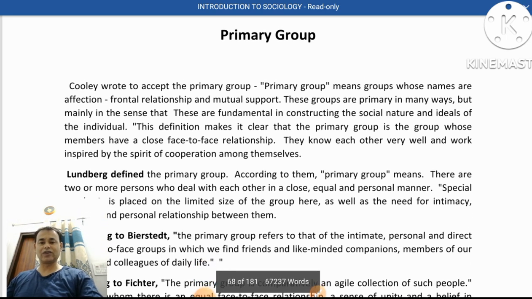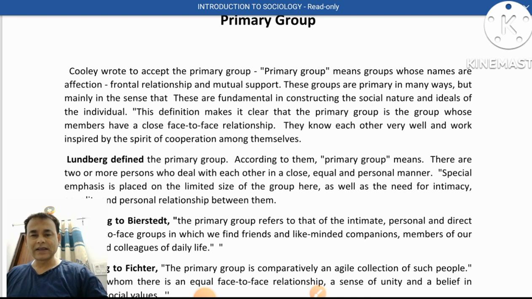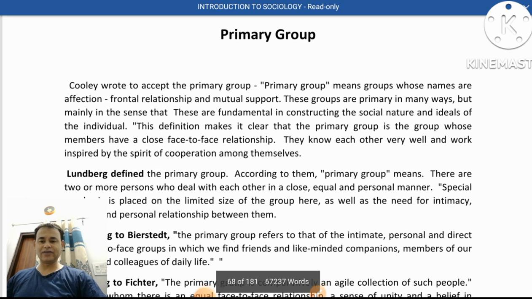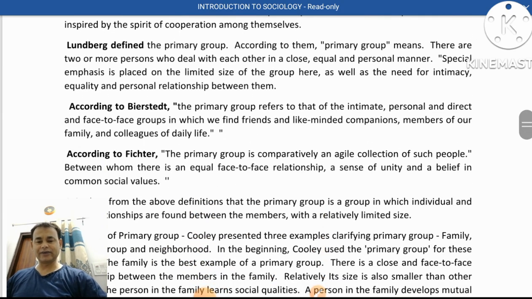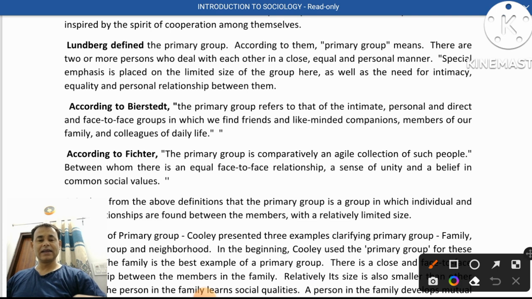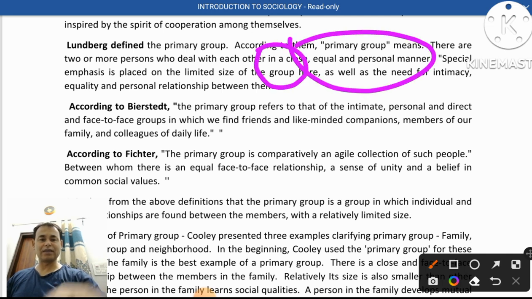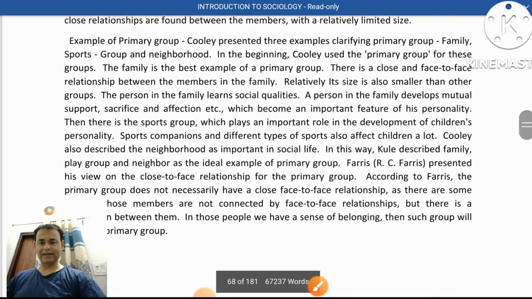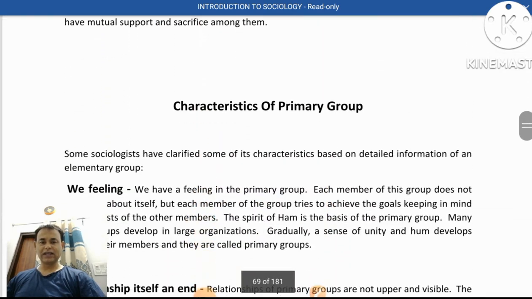According to Cooley, the primary group means a group whose members are affectionate and face-to-face. You already know, but I would like to show some definitions. According to Lundberg, primary group means two or more persons who deal with each other in a close, equal, personal manner. According to Bierstedt, primary group refers to an intimate, personal, direct, face-to-face group. You must write these things. Understand? The same thing has been told in the features.